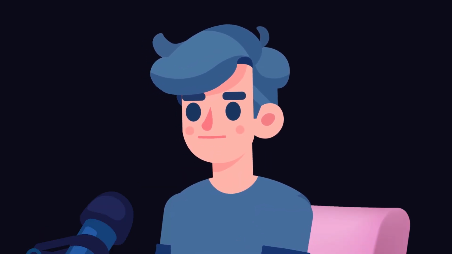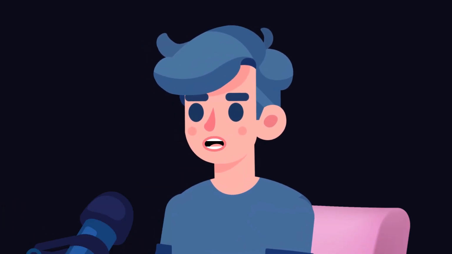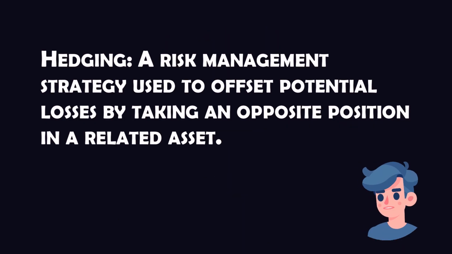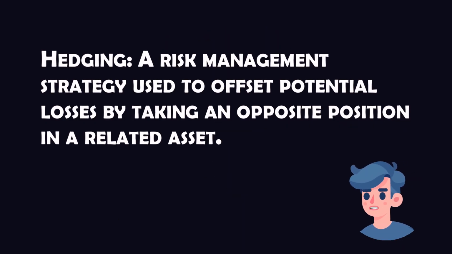Today, we'll demystify the concept of hedging, explore its types, and understand how it can protect your investments. Let's get started. To begin with, what exactly is hedging? In simple terms, hedging is a risk management strategy used to offset potential losses in investments by taking an opposite position in a related asset.